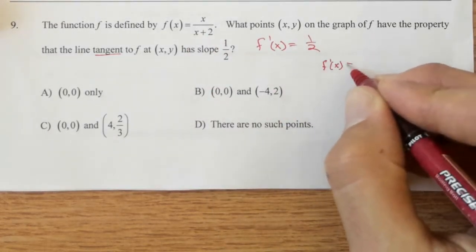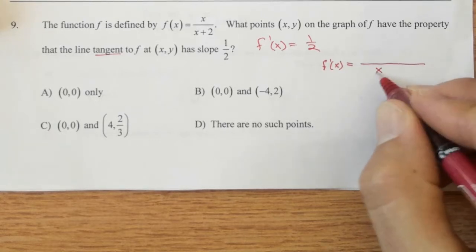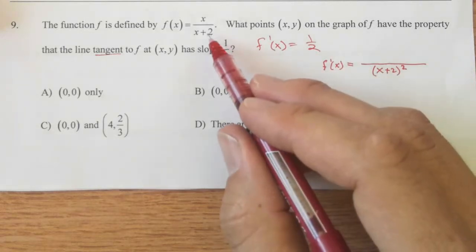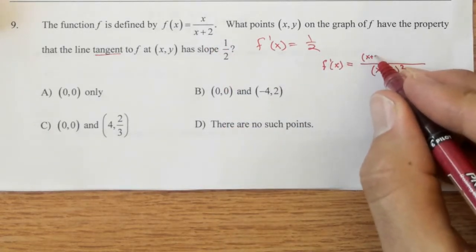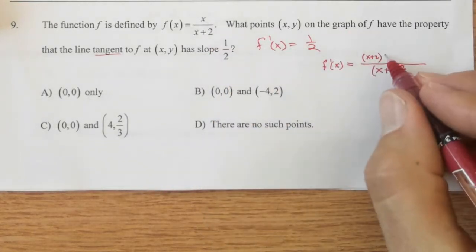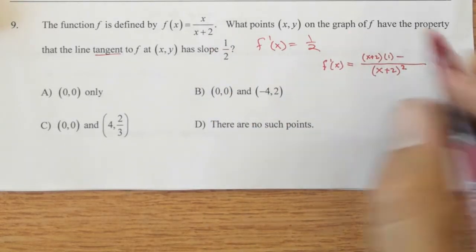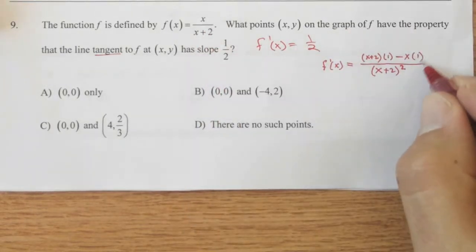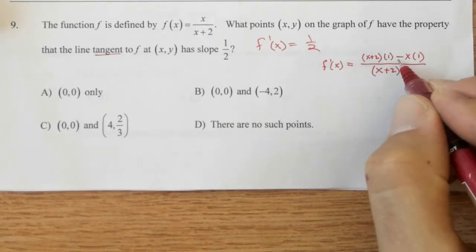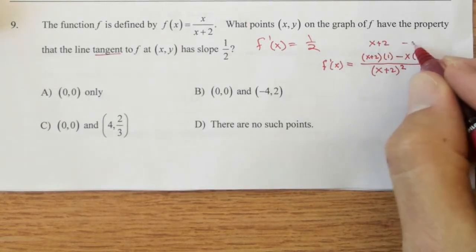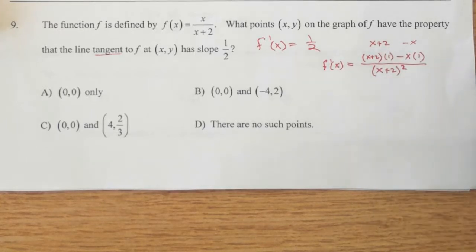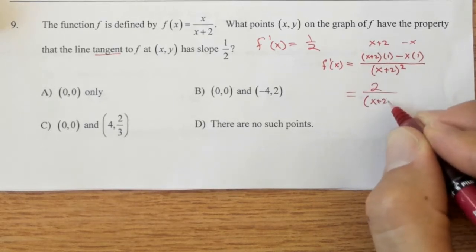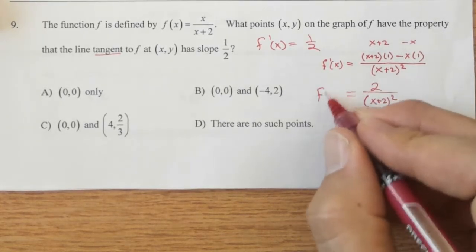f prime of x, x over x + 2, that is another quotient rule. So we have x + 2 being squared. All right, so in the numerator, bottom d top. So the bottom is x + 2. The derivative of x is 1. You don't need to write it, but I will. Minus, now we keep the top, and we derive the bottom. The derivative of x + 2 is 1. So we have x + 2 minus x. We can see that the x's cancel out, so the derivative of f is 2 over the quantity (x + 2) squared. That's f prime of x.